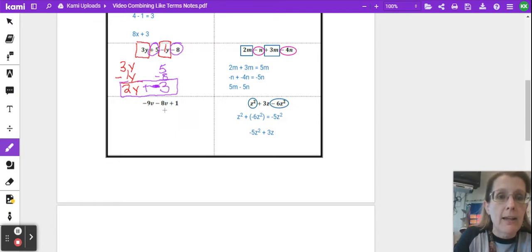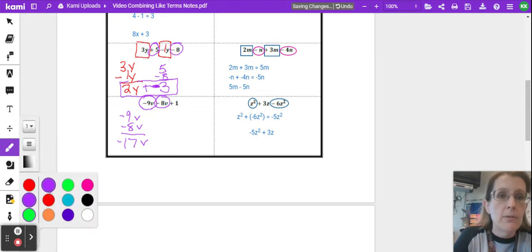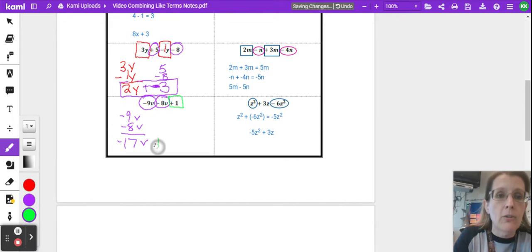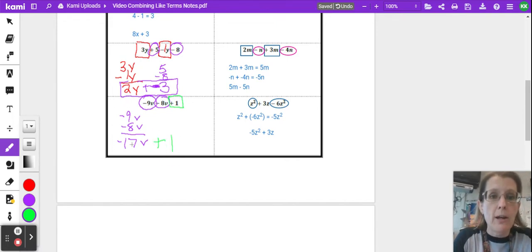Here's our next one that we're doing together. I have negative 9v minus 8v plus 1. So I'm going to put a circle around my variable terms. I have negative 9v minus 8v. And when I add them together, they're both negative, so I get negative 17v. But now my 1 doesn't have any terms that go with it. It doesn't have any constant, so I just bring down the plus 1. So that would be simplified to negative 17v plus 1.